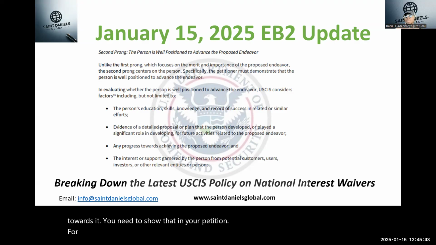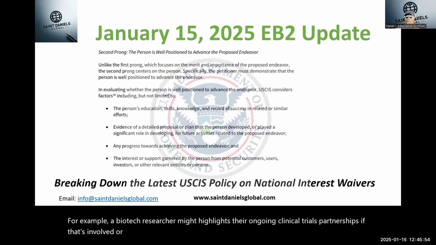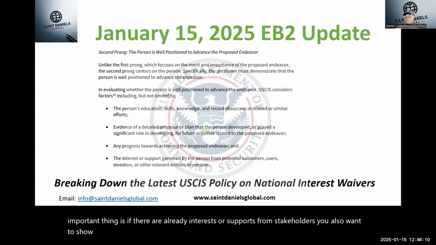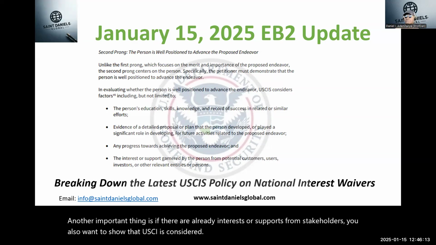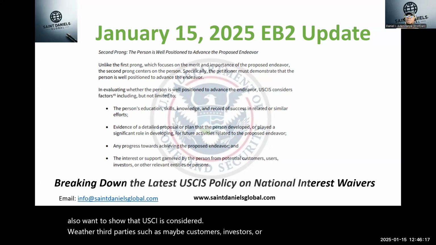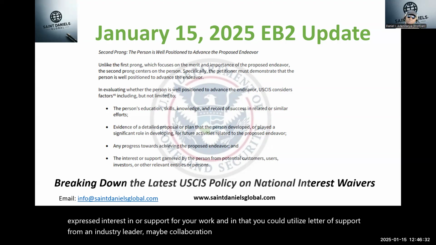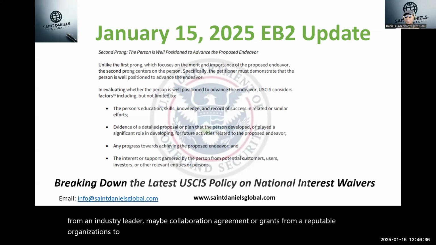For example, a biotech researcher might highlight their ongoing clinical trials, partnerships, if that's involved, or maybe grants that you've secured for your proposed solution. Another important thing is if there are already interests or supports from stakeholders, you also want to show that. USCIS considers whether third parties, such as maybe customers, investors, or academic institutions, have expressed interest in or support for your work. And in that, you could utilize a letter of support from an industry leader, maybe a collaboration agreement or grant from reputable organizations to strengthen your case.